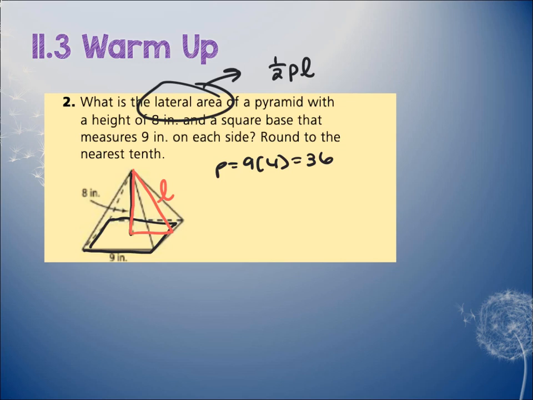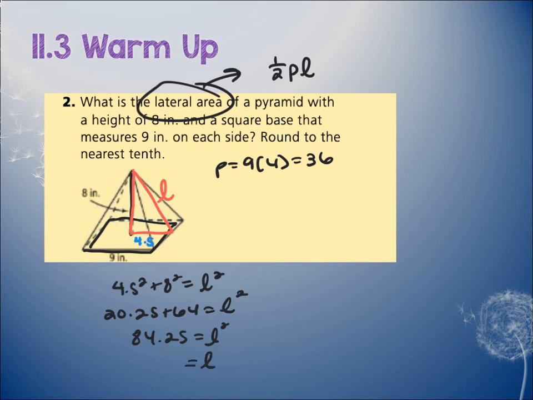The bottom of that triangle would be half the 9, or 4.5. And then the vertical part's the other leg, which is 8. Which means if I wanted to find slant height, I would do 4.5 squared plus 8 squared equals the slant height squared. And then again, let the calculator do the work. So 4.5 squared is 20.25 plus 64. And that's 84.25. That equals L squared. So the square root of that is 9.17, which is 9.2. So that's going to be your slant height.